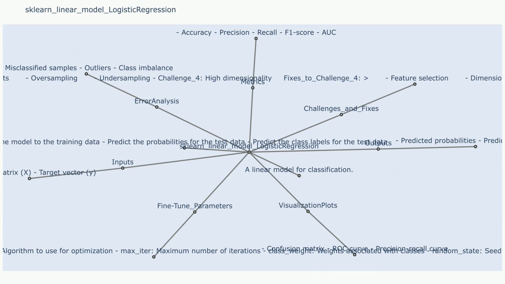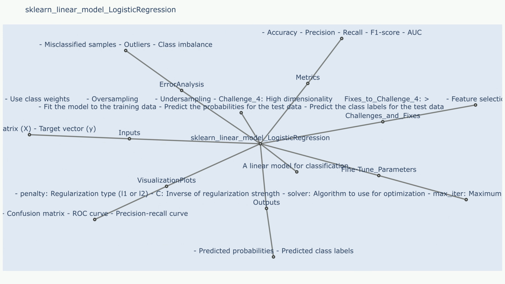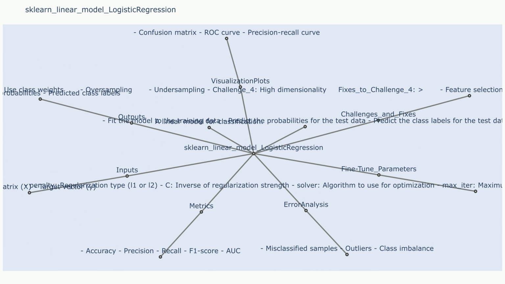Sample use case that resulted in Challenge 2: training a logistic regression model to detect fraud, where fraudulent transactions are rare compared to legitimate transactions, may result in the model being biased towards predicting legitimate transactions. Fixes to Challenge 2. Oversampling: increase the number of instances of the minority class by replicating them or generating synthetic instances. Undersampling: reduce the number of instances of the majority class by randomly removing instances.